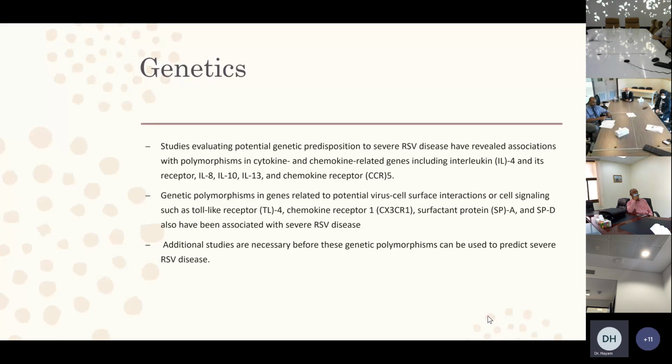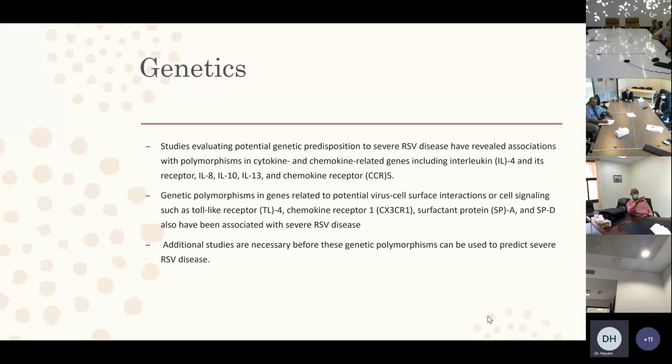So any polymorphism, basically, it's not a mutation because it's present in many of the people. So anyway, they are suggesting that it could be a reason why some people have severe RSV, but additional studies are necessary to have more prediction for severe RSV disease in a patient.